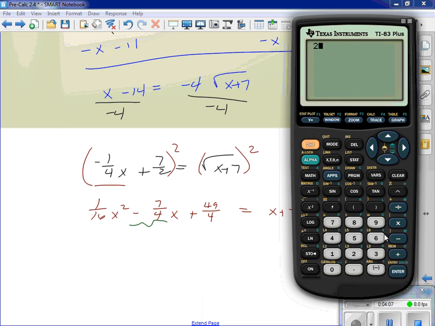It's 2 times whatever the first term is, negative 1/4, times whatever the last term is, negative 7/4, and I had the x. Always do that. It is always 2 times this one times this one. That's how you get the middle term. First one squared, last one squared.